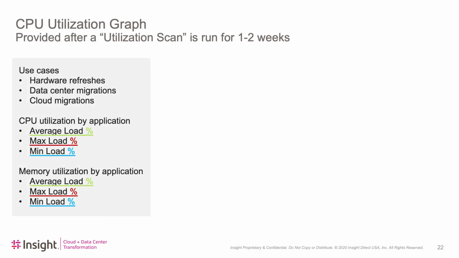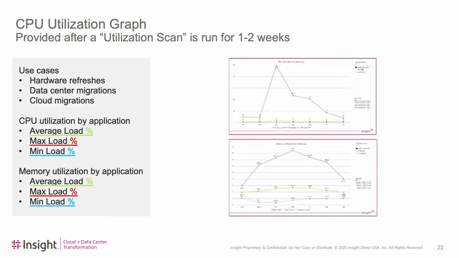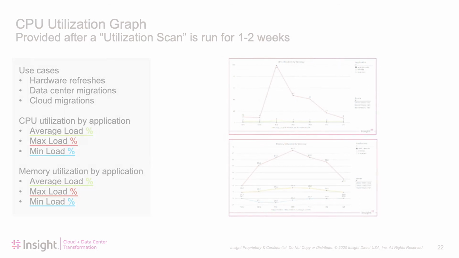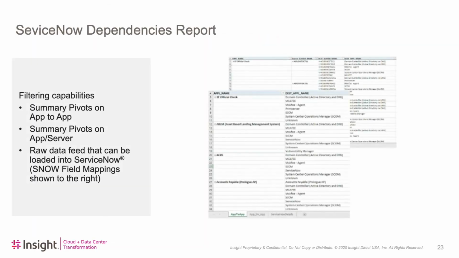For Windows migrations, we also offer CPU utilization graphs. These graphs capture the performance of Windows servers, displaying the average, minimum, and maximum utilization for each server, or as a whole for the application. These figures are calculated from memory and CPU. And lastly, for companies that use ServiceNow, SnapStart enables us to produce application-to-application and application-to-server information to import into ServiceNow, giving you valuable data and insights you can use far beyond the scope of your work with Insight Cloud plus data center transformation.